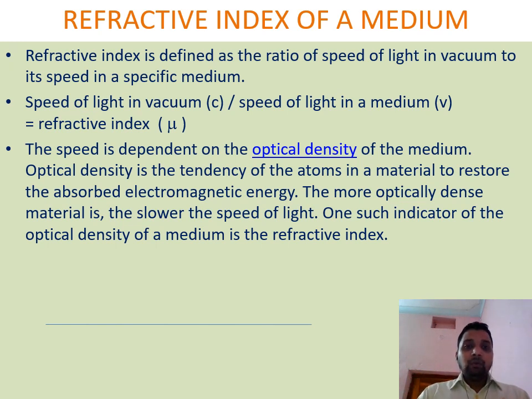When we look at this relation, speed of light in vacuum by speed of light in a medium gives the refractive index. That means if the speed of light is more, the refractive index is less. If the refractive index is more, the speed of light is less.